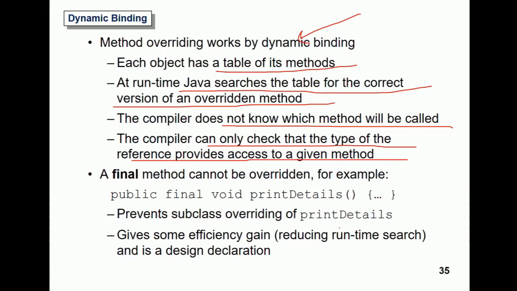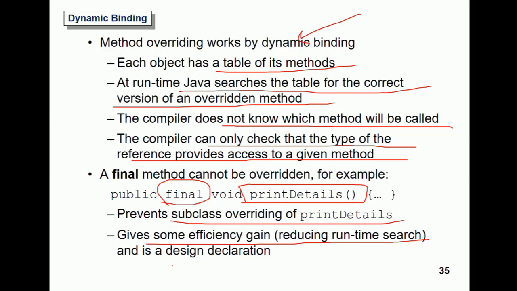And so sometimes you might not want a method to be overridden by a subclass, and the way you do that is you make use of a keyword called final. So if you don't want print details to be overridden, then you use the final keyword. You just say public final void. Then somebody comes along and tries to override print details and won't be able to do that. I'm not sure if it's the compiler, I think it's the compiler that won't allow them to do that. So it prevents a subclass from overriding print details. It also gives efficiency, reducing the runtime search.